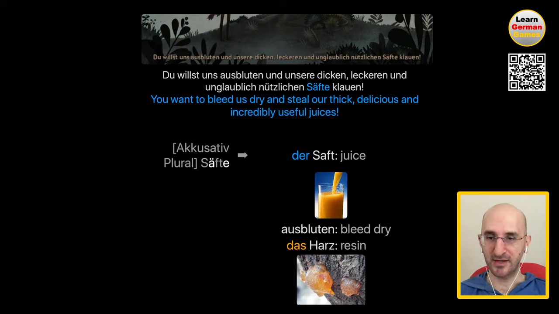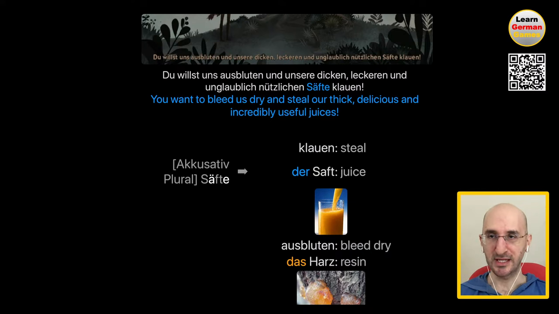German has certain kind of guidelines to make plurals. They're not always the same, but you get used to them. Yeah, there's only like a few of them. Some of them are completely irregular, but most of them follow some kind of pattern you can get used to. Klauen is an informal way to say to steal. So you want to bleed us dry or bleed us to death and steal our thick, delicious, and incredibly useful juices. He's talking about resin, of course.